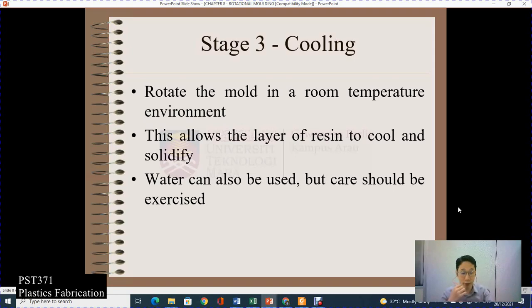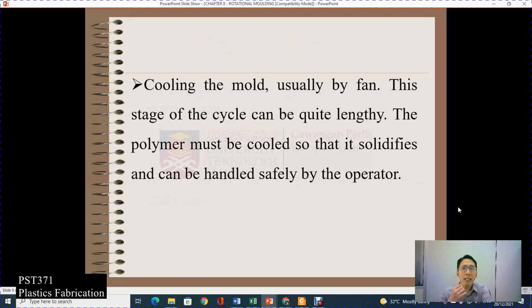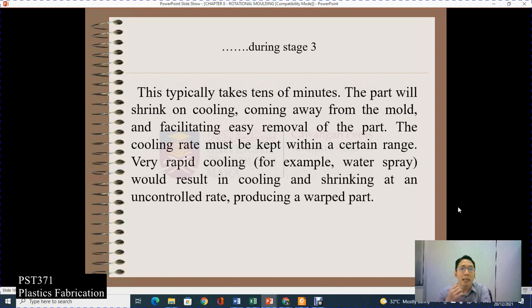Later on I will go through about this. Cooling the mold, usually by fan. This stage of the cycle can be quite lengthy. In our labs we use the fan technique. The polymer must be cool so that it solidifies and can be handled safely by the operator. This typically takes tens of minutes.